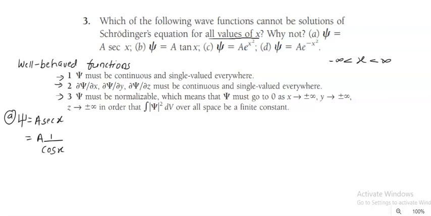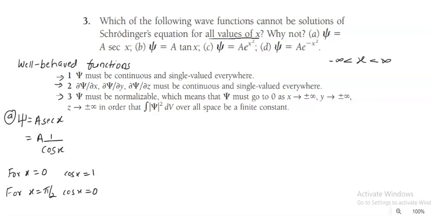So let us check the continuity. Okay, so for x is equal to 0, we will have cos x is equal to 1. For x is equal to pi by 2, cos x is 0. So we have 1 by cos x. So 1 by cos pi by 2 will be 1 by 0. So that becomes infinity, right?